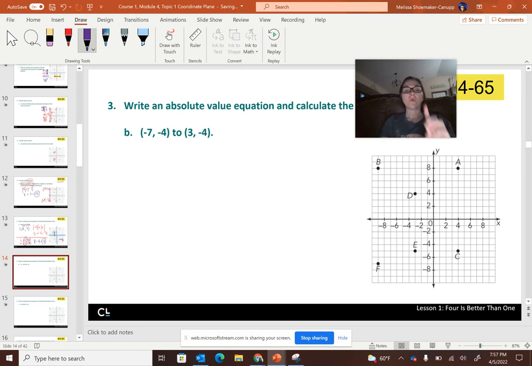I'm going to do one more here and then I'm going to move on to the rest of our lesson. Absolute value equation. So I can see here that my -4's are the same, so I'm ignoring them. Okay. I have a negative number and then a positive number.